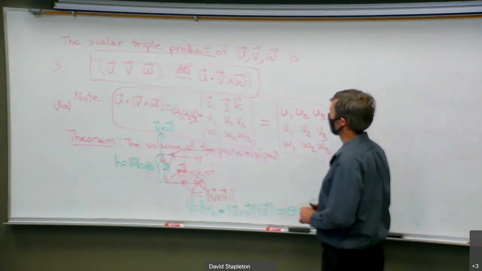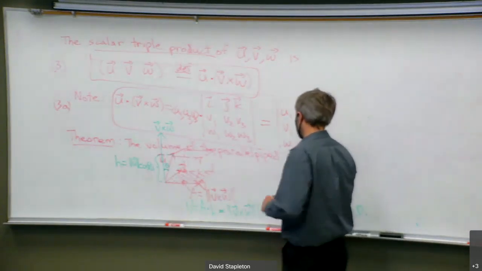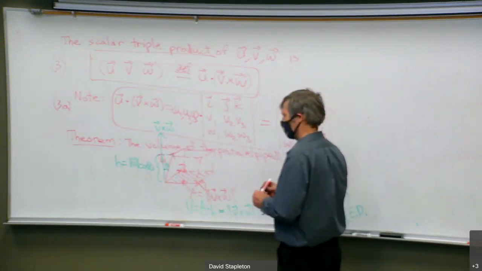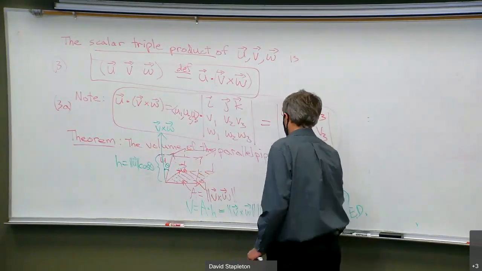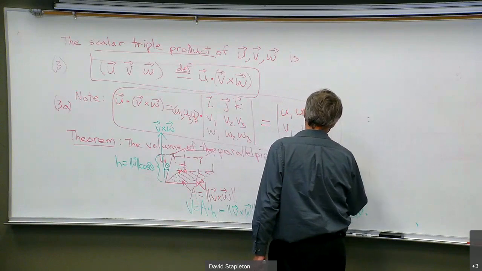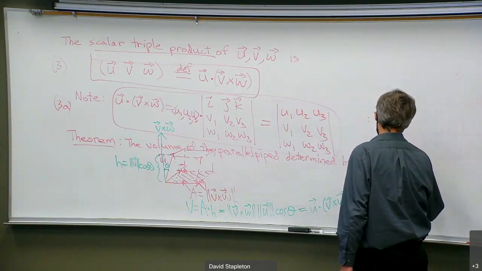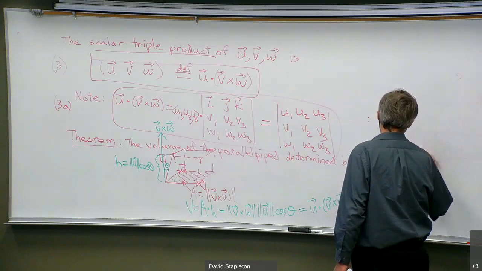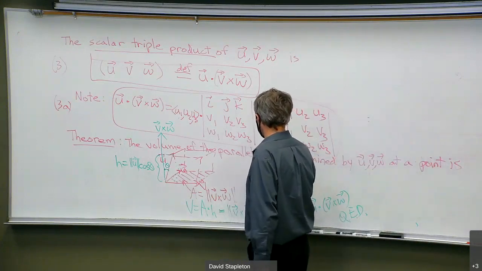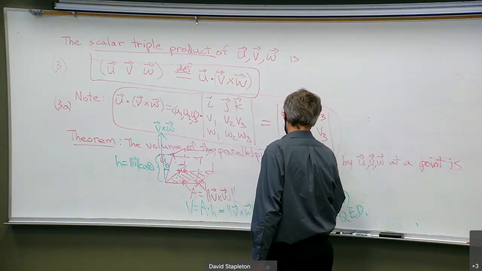All right, so now the volume of the parallelepiped determined by the three vectors u, v, and w at a point P is, so this will prove the following statement: the volume equals the absolute value of the scalar triple product.